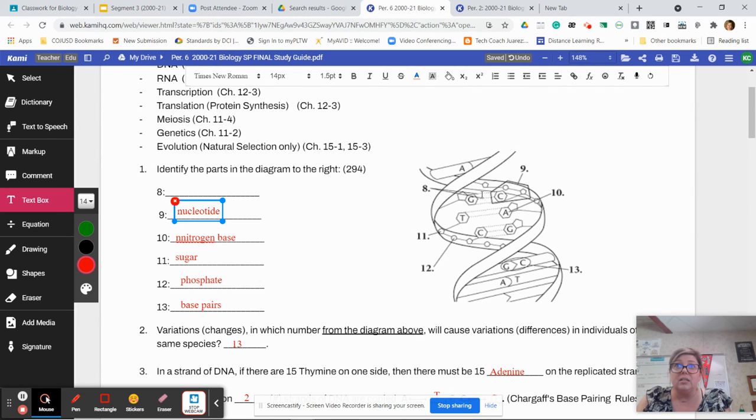And 8 is looking at the bonds holding those together. Those are hydrogen bonds.